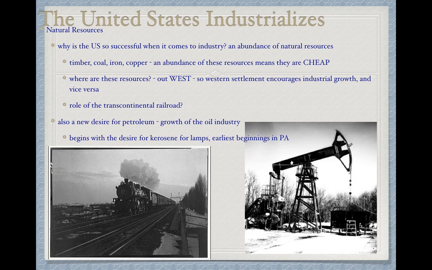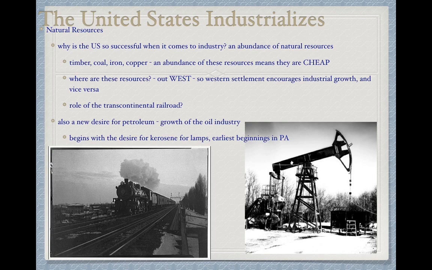So why is the United States so successful when it comes to industry? Well, we have a whole lot of natural resources, things like coal and iron, and if you have a lot of that, it means that those resources are cheap. The catch here is that the United States has to get to those resources, and then we have to get those resources back to where the factories are. The resources are out west. The factories are out east.